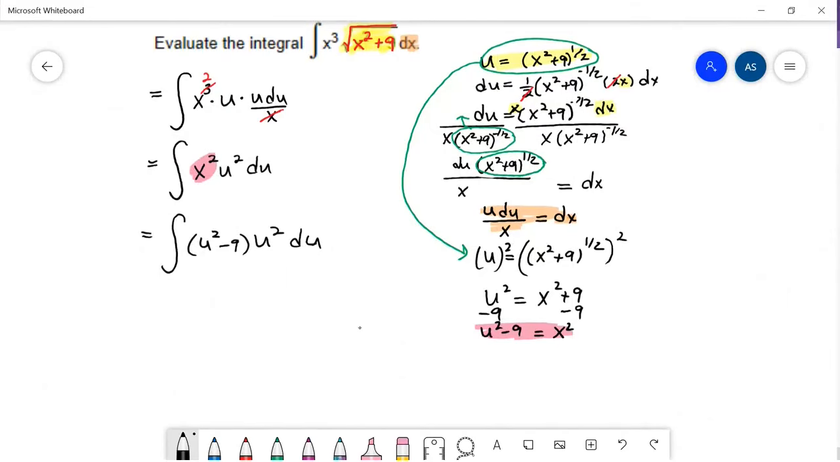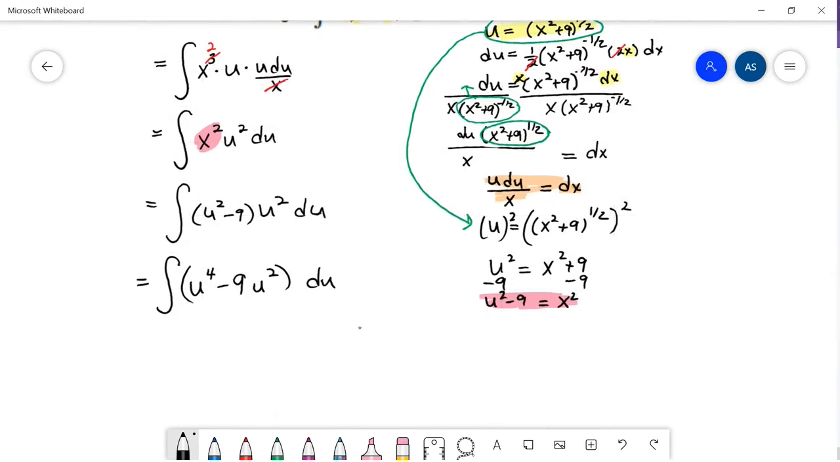I'm going to get rid of those parentheses by using the distributive property. That will give me u to the 4th minus 9u squared du. And now that I got rid of those parentheses, I can evaluate each term individually. So focusing on u to the 4th, I'm going to use the power rule, add 1 to the power and divide by the power. So that's u to the 5th over 5.